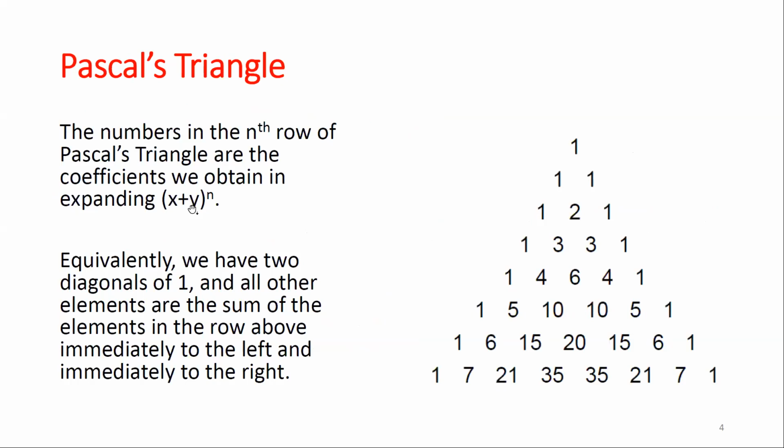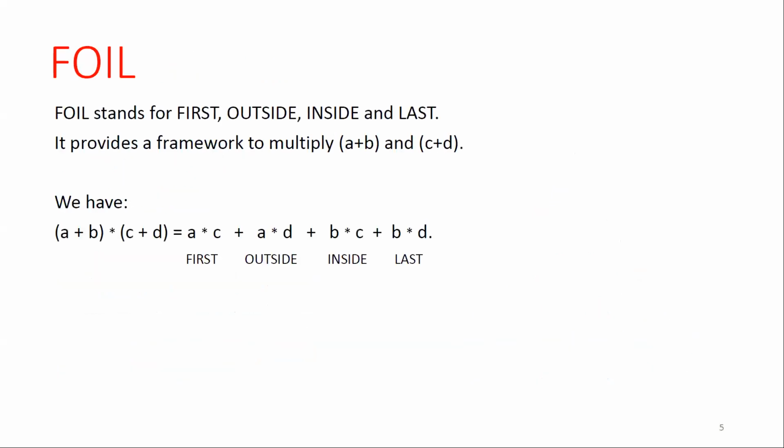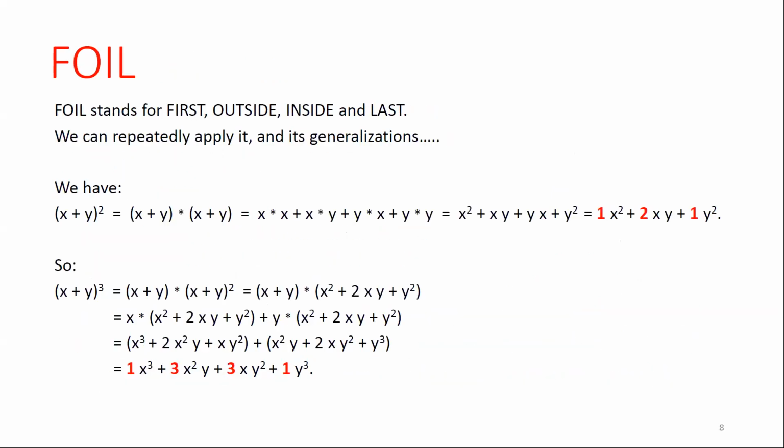So if you want to calculate x plus y to the 4th, it's just going to be x to the 4th plus 4x cubed y plus 6x squared y squared plus 4xy cubed plus y to the 4th. As you go down, the power of x decreases by 1 and the power of y goes up. This is one of the reasons why we love Pascal's triangle. It helps us compute this stuff quickly.